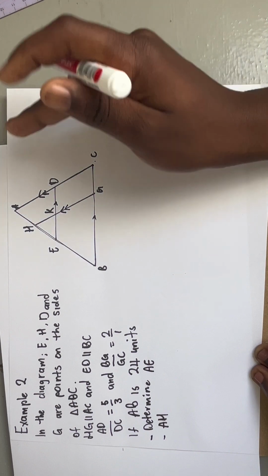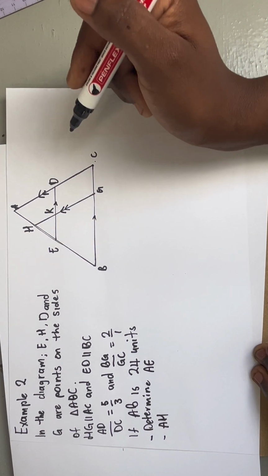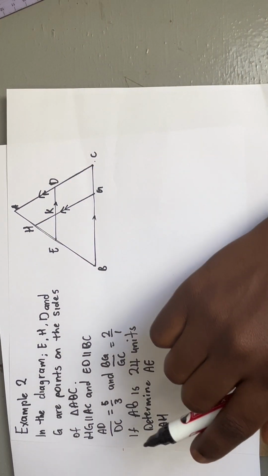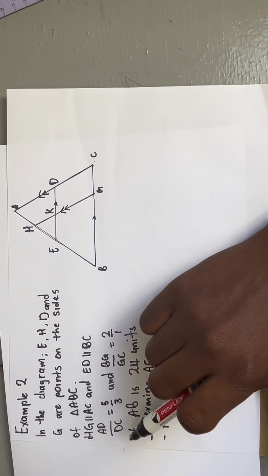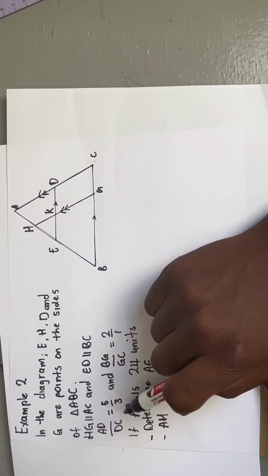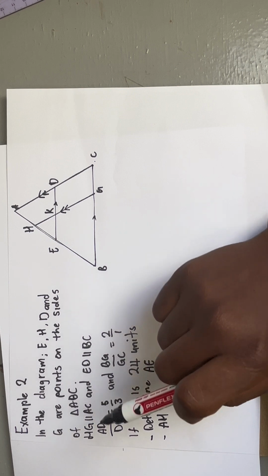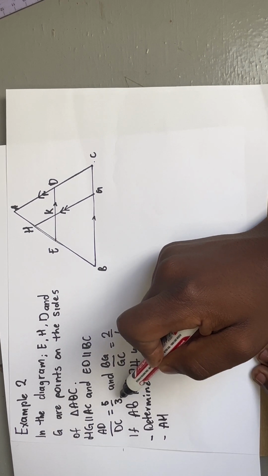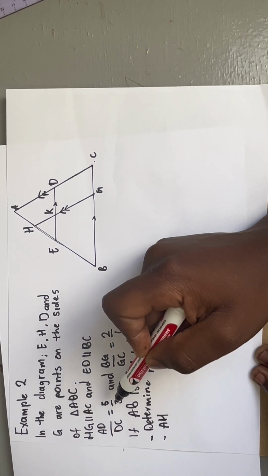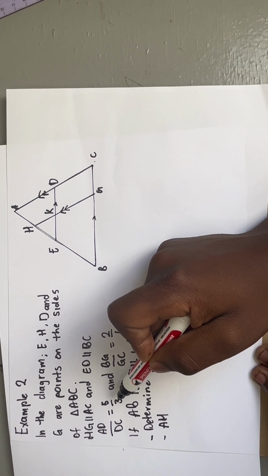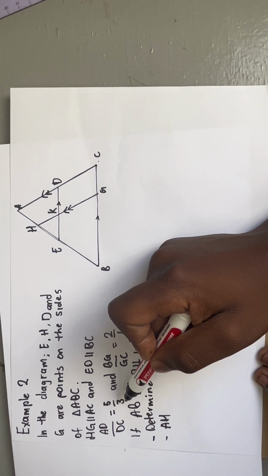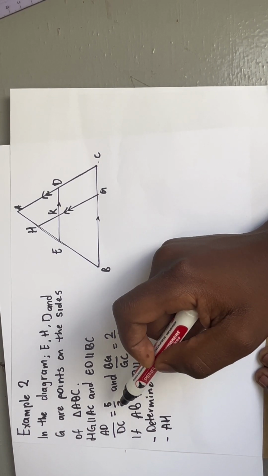This is parallel to this, which means these sides are also parallel to each other. And what they're also stating is that now your AD over DC gives a ratio. Remember, the 5/3 doesn't necessarily give us the units. However, it just gives us the ratio of these two sides.